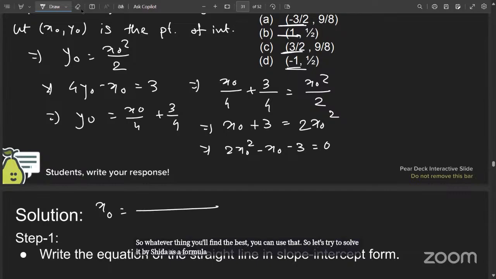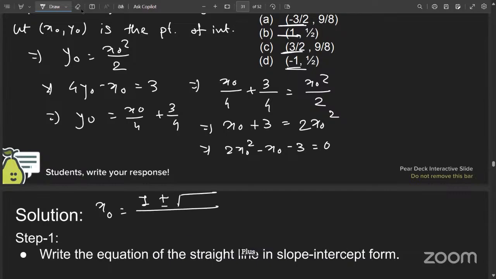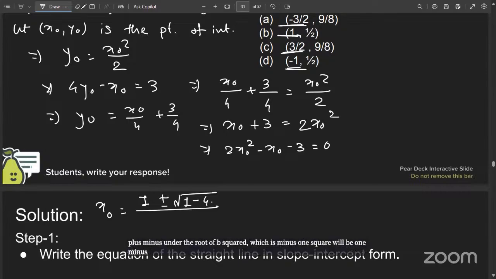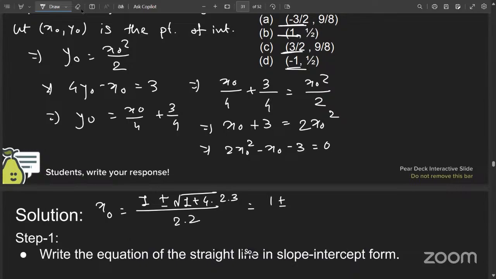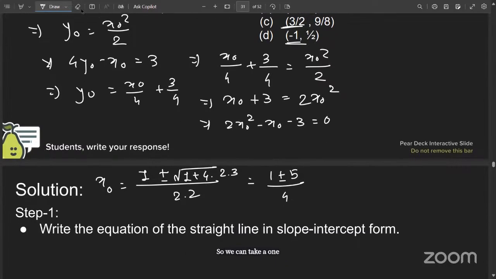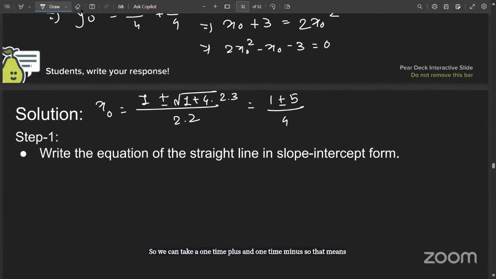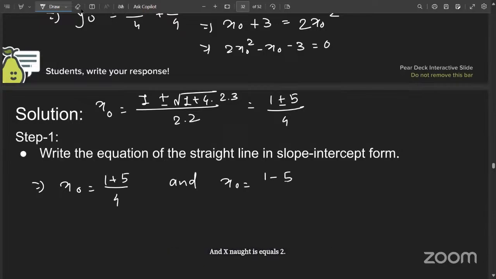So x0 is equal to minus b, that will be 1, plus minus the root of b square, which is minus 1 square, will be 1, minus 4 times a and c. So a is 2 and c is minus 3, so it will become plus 3, over 2a. 2a means 2 into 2. So this is the same as 1 plus minus the root of 25, so that means 5, over 4. We can take one time plus and one time minus. So this implies that x0 is equal to 1 plus 5 by 4 and x0 is equal to 1 minus 5 by 4.